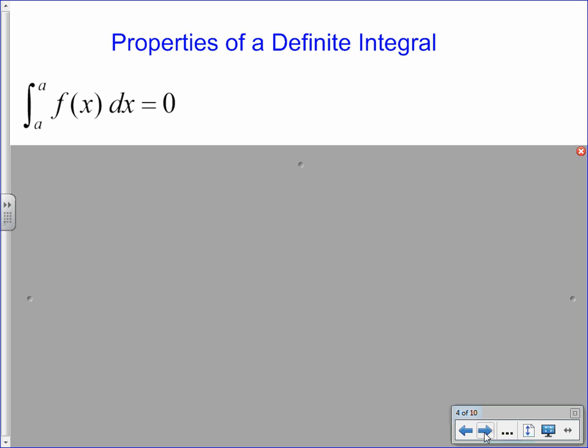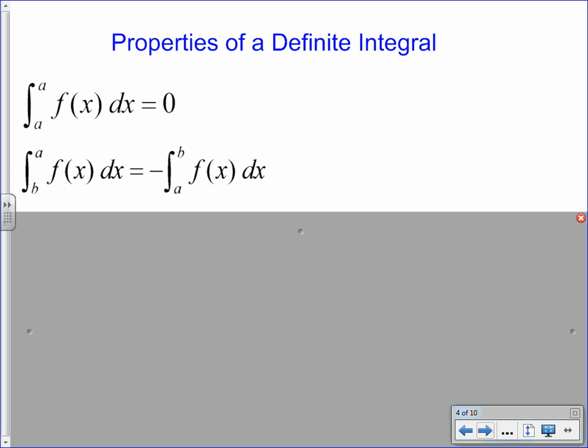This next property is something that we're going to talk about more on Monday, but we'll write it down. The integral from B to A is the opposite of the integral from A to B. Okay. B to A, those are out of order, so we're moving backwards, basically. And that's something we're going to talk about on Monday.